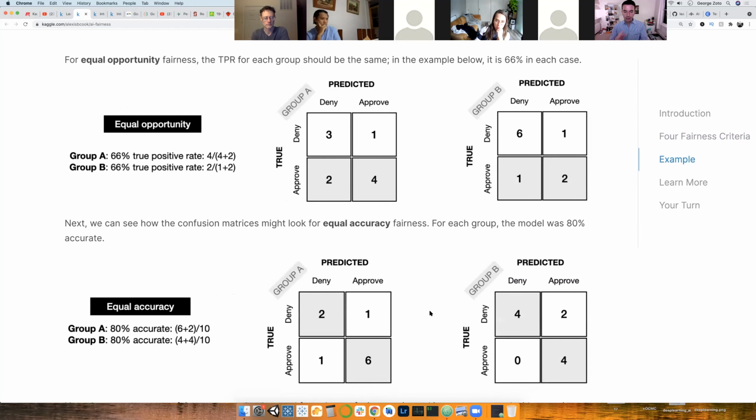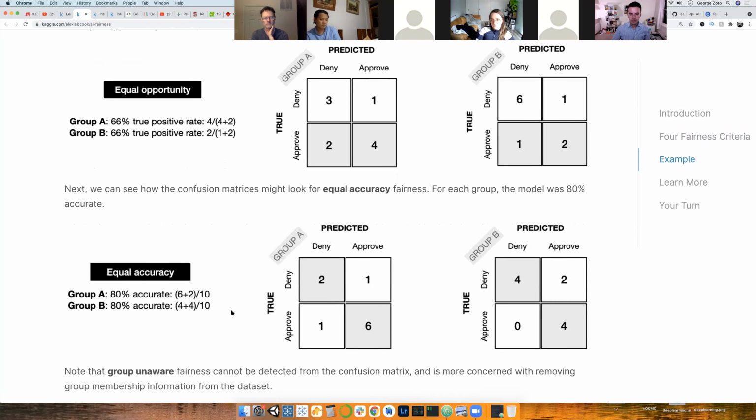The other one, which is looking at the accuracy, is looking at the diagonal items here. We want to measure how accurate we are, basically the true positives and the true negatives for each group, how does that relate? So we're looking at the true negatives, 2, true positives, 6, so 6 plus 2 over all entries, which is 10. That's exactly 80% for Group A. And then 4 plus 4, 8 over 10, again that's 80%. So we are being equally accurate here as well.